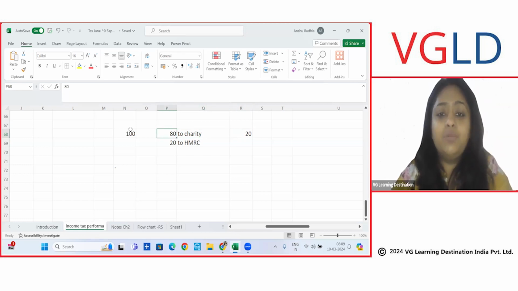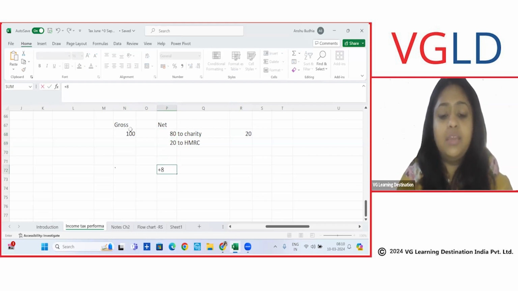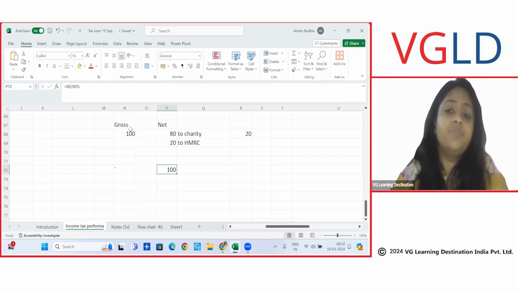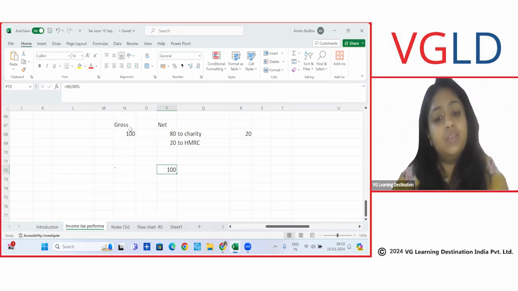So this 80 that we are paying is called the net. And the 100, the total amount, is called the gross. If I have to gross up a net amount, I will always take the net amount and divide it by 80%. You will say, ma'am, is it fixed? 80-20? Yes, it is fixed. So you will always divide the net amount by 80% to get the gross amount. I hope I'm clear on this gross amount.